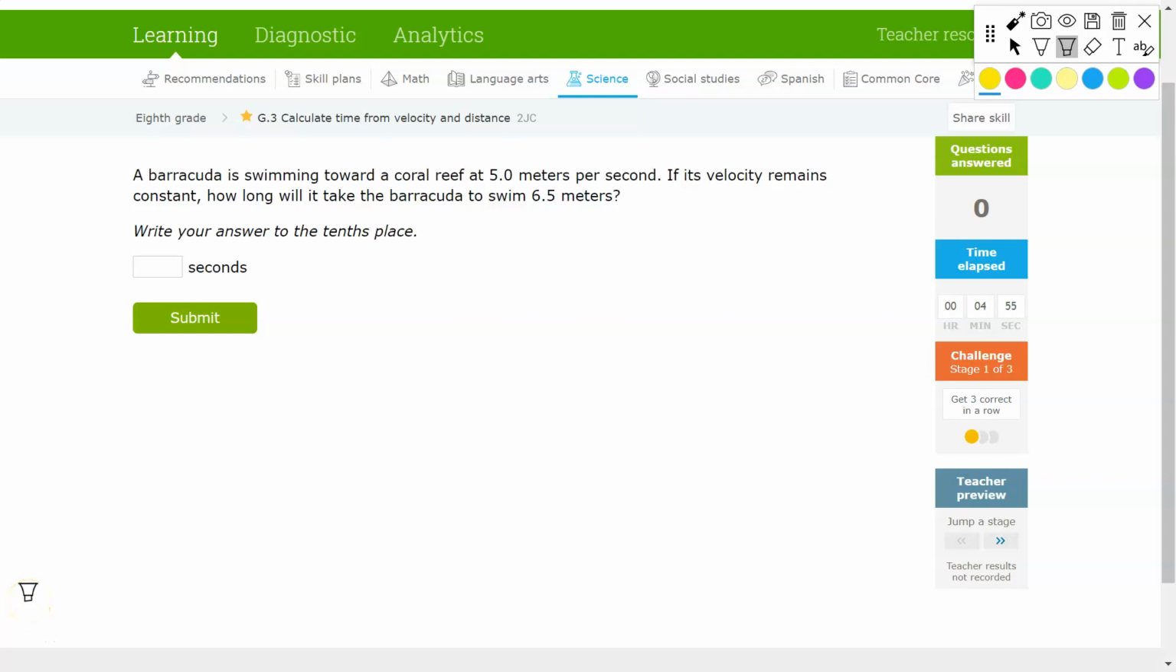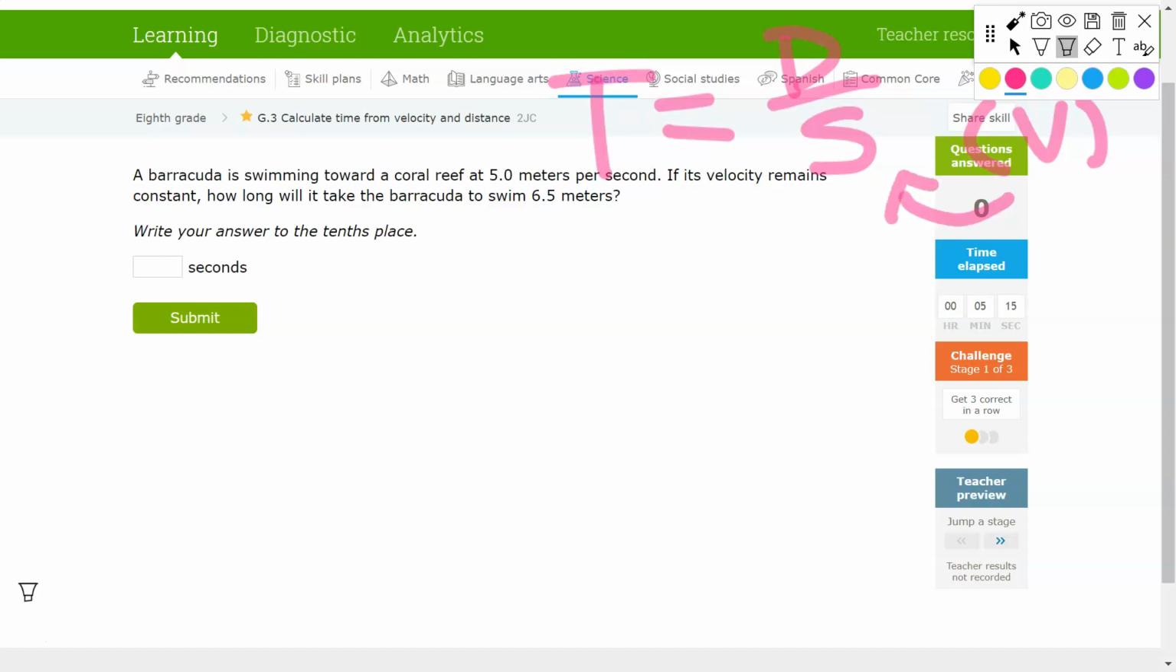Alright, today we're going to go over G3, calculate time from velocity and distance. Once again, guys, the formula for time is equal to distance divided by speed. Be aware that the letter S can also be the letter V, particularly in this instance as IXL describes it.